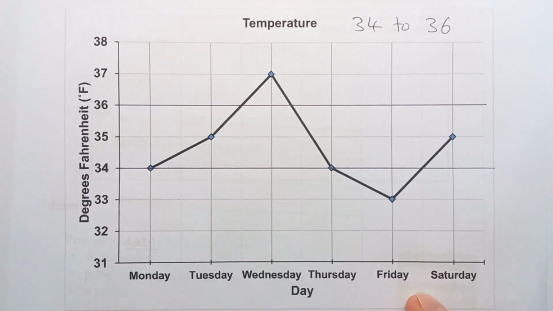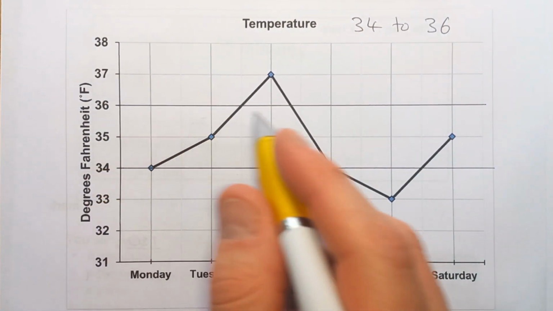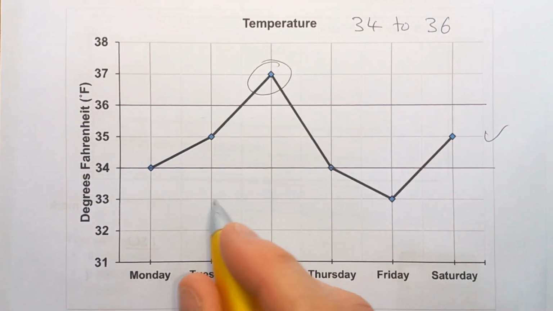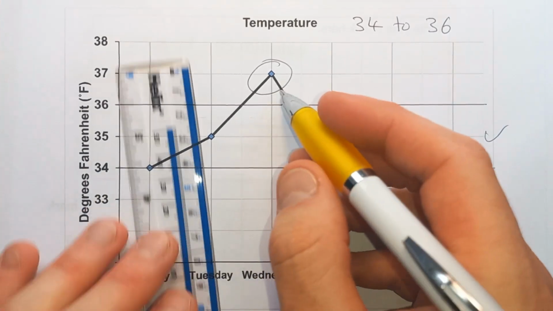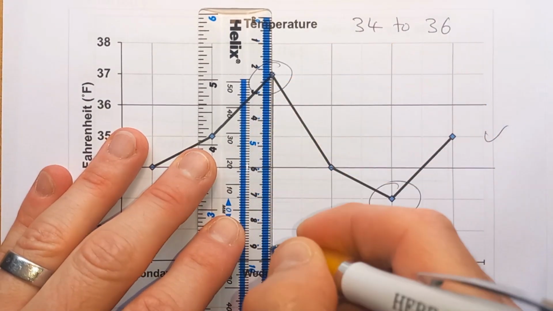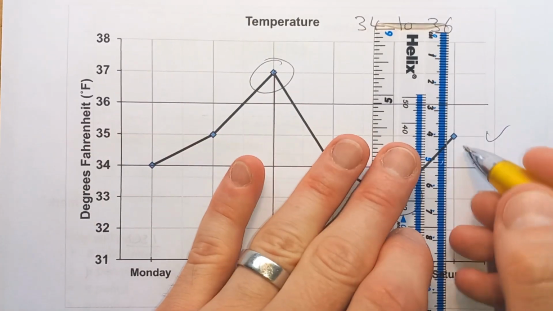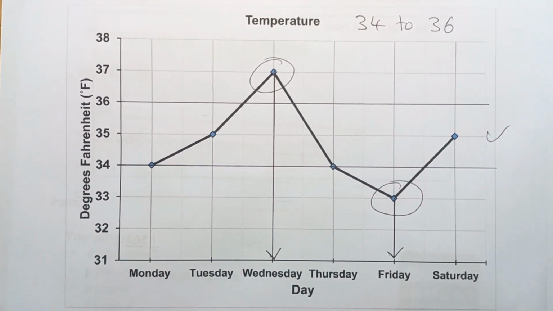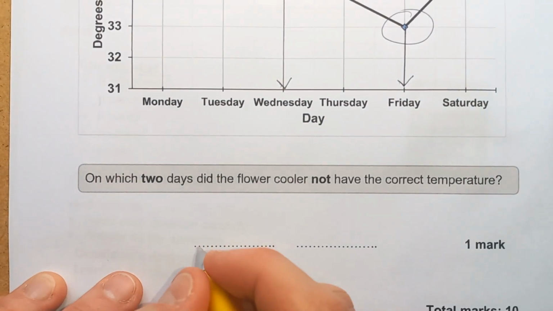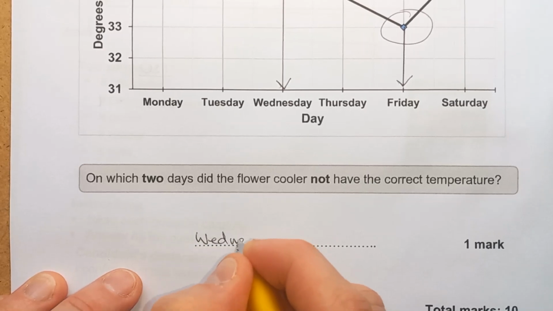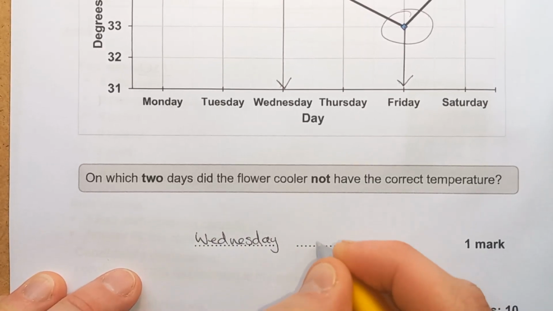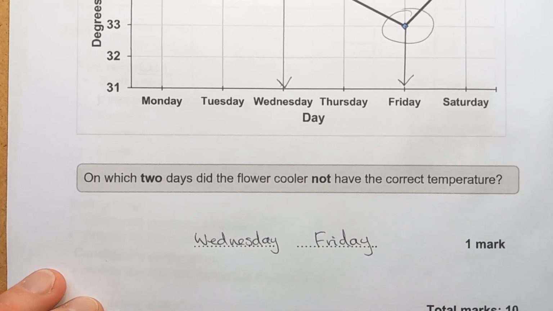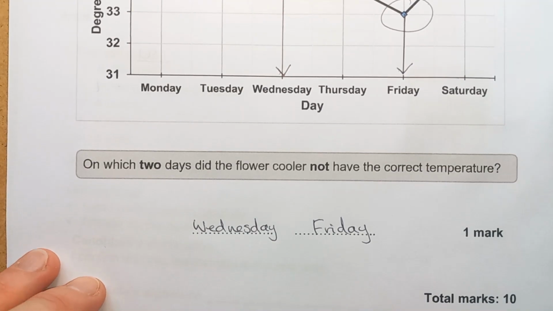Now, everything on those lines or in between is good. Anything outside we don't want. So we've got one up here, one down there. If we read down from this, we've got Wednesday, and this one here, we've got Friday. So we can write our days in. Wednesday, Friday. And that's the end of the non-calculator section.